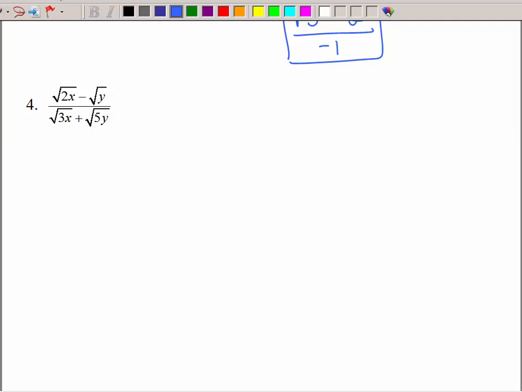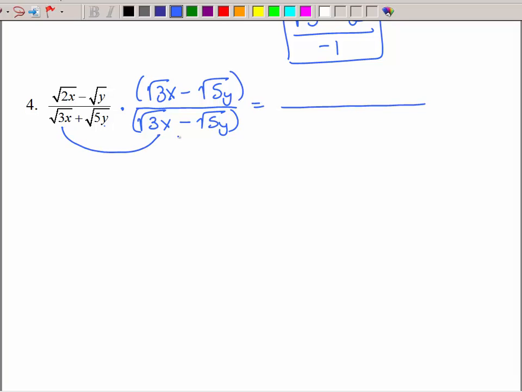Now let's do our last example, but with letters. We haven't done one of those. Same idea. You want to multiply by the conjugate to get rid of those square roots in the denominator. So same binomial, but change that sign. Square root of 3x times the square root of 3x is just 3x. Then we need that minus sign, and that's just 5y. Hopefully you're getting the little tricks. Makes it a little bit faster.